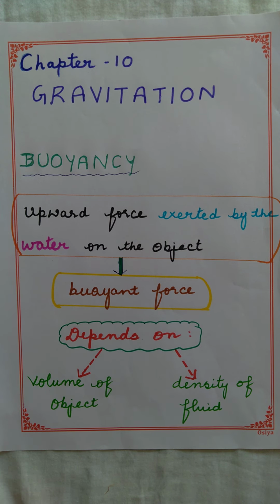And buoyancy depends on two factors, volume and density. It depends on the volume of the object immersed in the liquid and the density of the fluid in which the object is immersed.